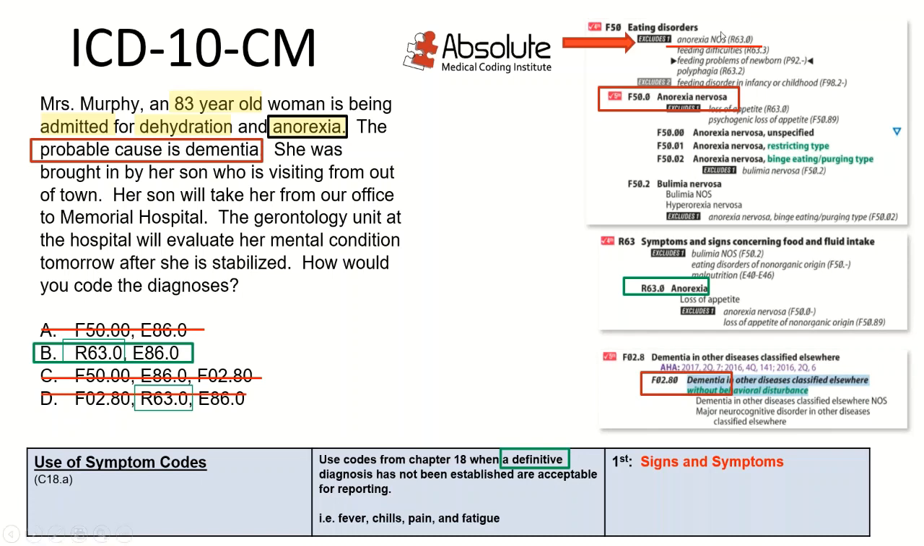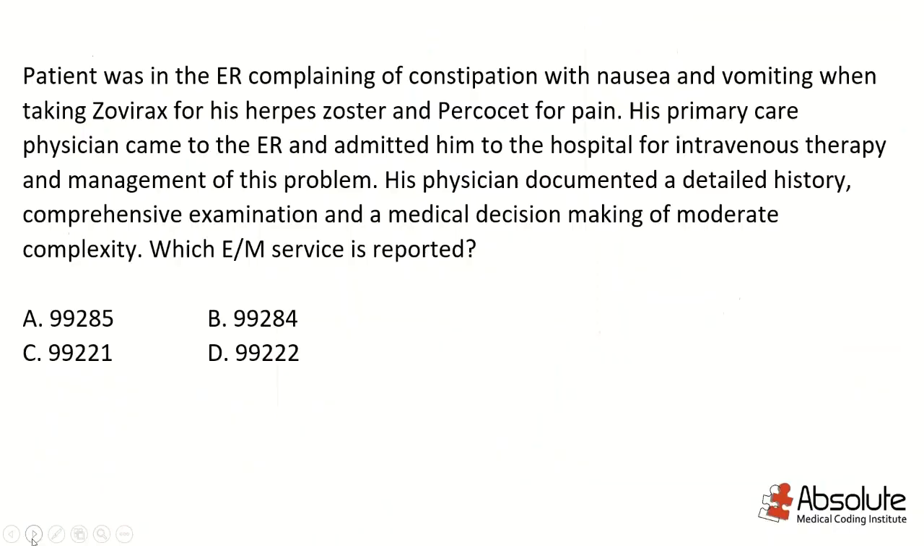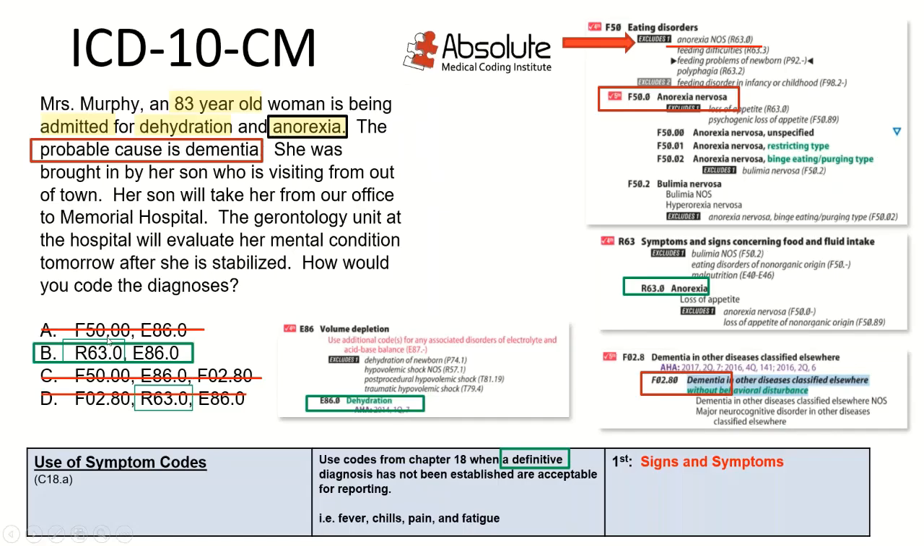Our symptoms are going to be anorexia, and also don't forget the dehydration, because she also has dehydration. So E86.0 is our code for dehydration. If you got it, let me know you got it. If you didn't get it but you understand it now, let me know, say aha or something, so that I know you understand it now.